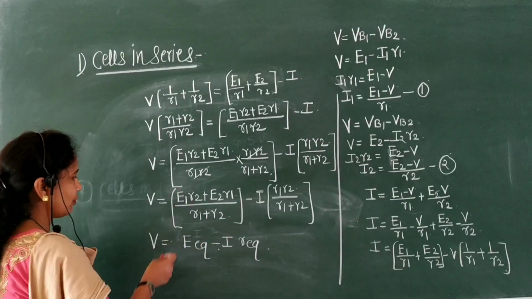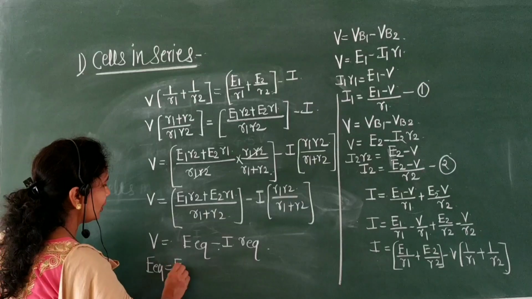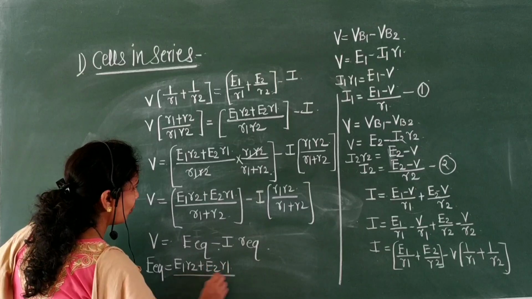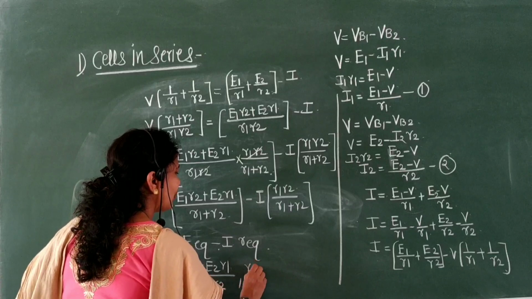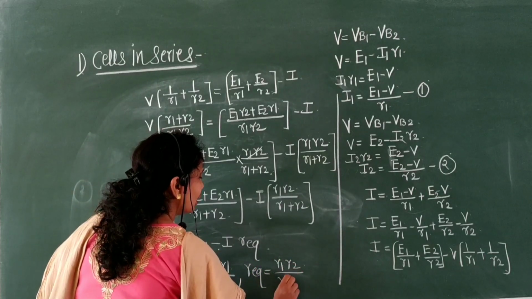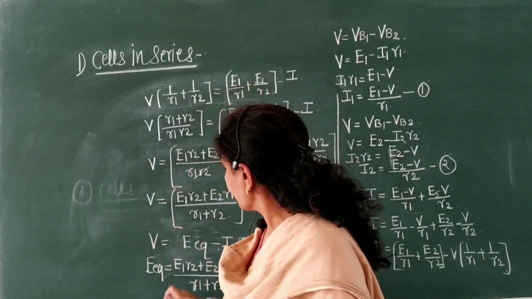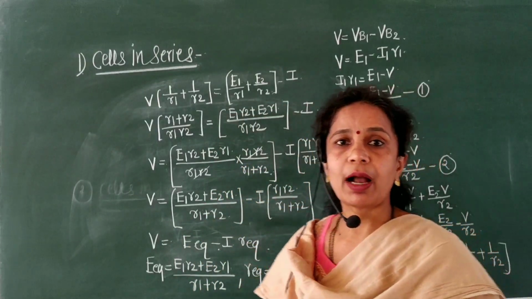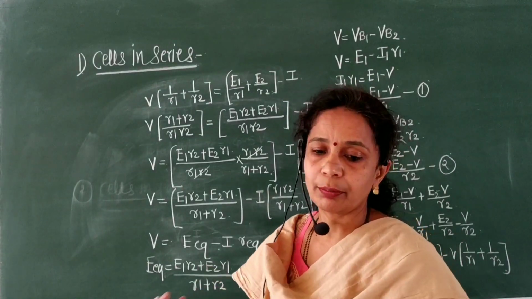Okay. Therefore, what is the value of E equivalent? E equivalent is equal to E1 R2 plus E2 R1 upon R1 plus R2. Okay, what is the value of R equivalent? R equivalent is equal to R1 R2 upon R1 plus R2. This is the value of E equivalent from this equation. What is the value of R equivalent? R equivalent is equal to R1 R2 upon R1 plus R2.